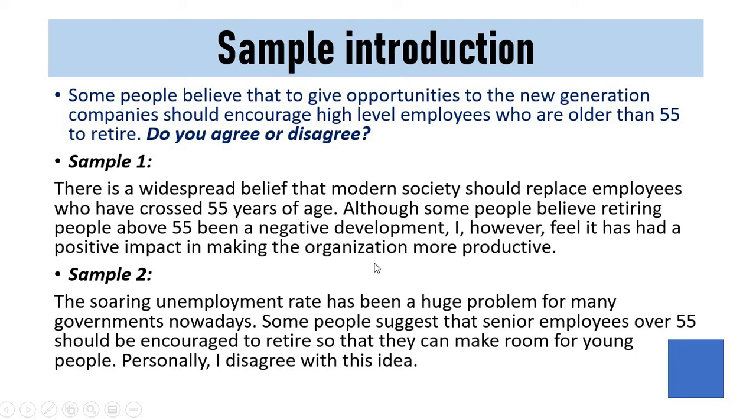Although some people believe retiring people above 55 has been a negative development, I, however, feel it has had a positive impact in making the organization more productive. So the person did not specifically say that he or she is agreeing or disagreeing. But through the last sentence, you can say that the person is agreeing with the topic. Sample 2. This is band 7. The soaring unemployment rate has been a huge problem for many governments nowadays, and some people suggest that senior employees over 55 should be encouraged to retire so that they can make room for young people. And then the answer to the question is, personally, I disagree with this idea.